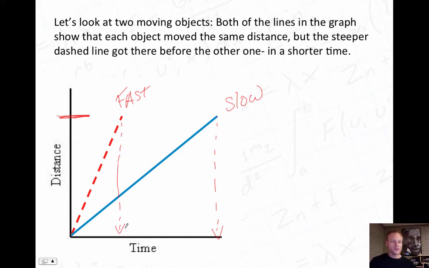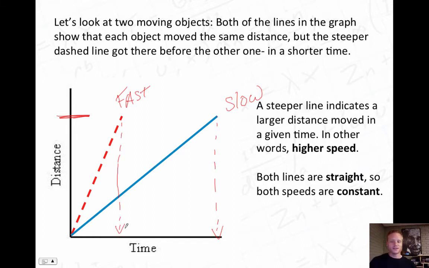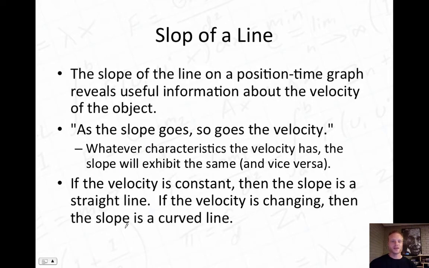So again, being able to interpret graphs is pretty important, okay? So a steeper line, this is always true, a steeper line indicates a larger distance moved in a given amount of time. So in other words, a higher speed. Both lines are straight, so what does that mean if they're straight? They both have a constant speed, so they're both traveling at constant speeds. Maybe the blue one's at 1 meter per second and the red one's at 3 meters per second. Okay. So the slope of the line actually tells you something, okay?